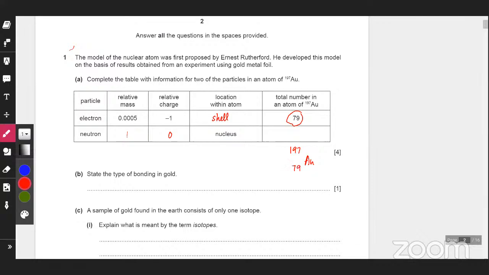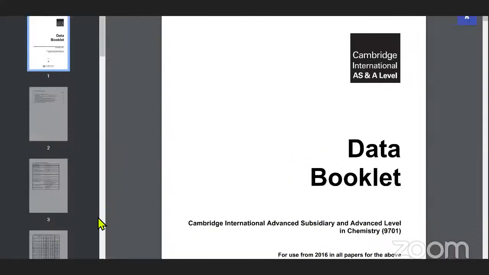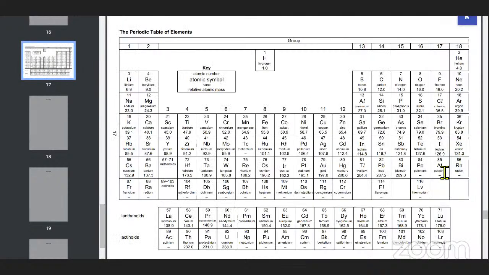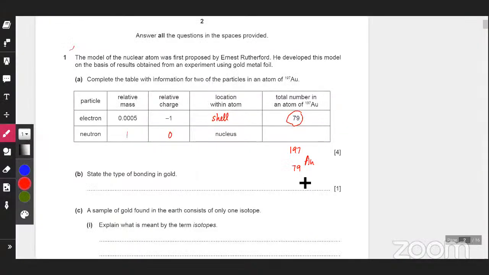We can have a look if this is open. TK, this is open now. So gold is somewhere around over here. So it is 79. So that's gold. So you can just subtract the two: it's going to be 197 minus 79, and that's going to give you the number of neutrons. TK, you can find it on your own.